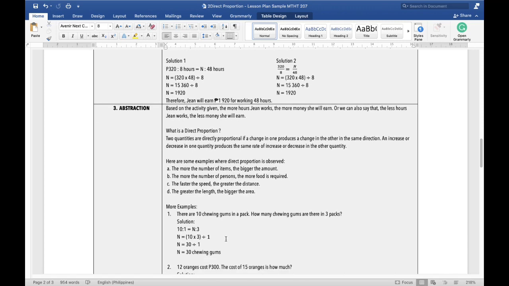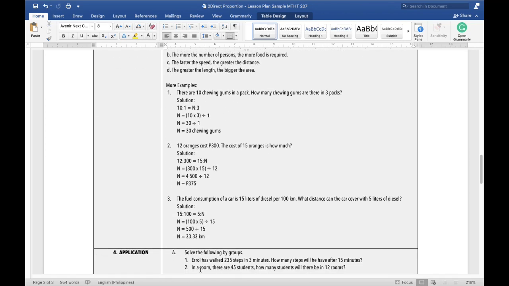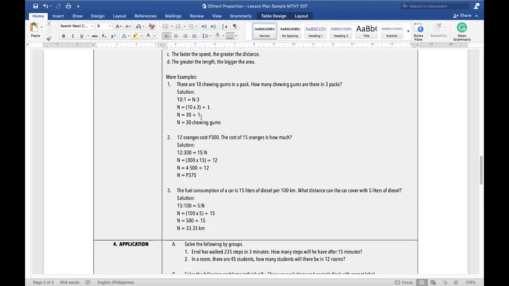Next, more examples. So you're giving more and a lot of examples as needed. If your students still cannot understand what you are talking about, then more examples are needed. Even though I have three here, I'll be making sure that I have my index cards with me with examples of problems dealing with direct proportion, so that if ever your students cannot understand, then you can give them more examples. Okay? Then you can ask the students to answer while you are discussing.